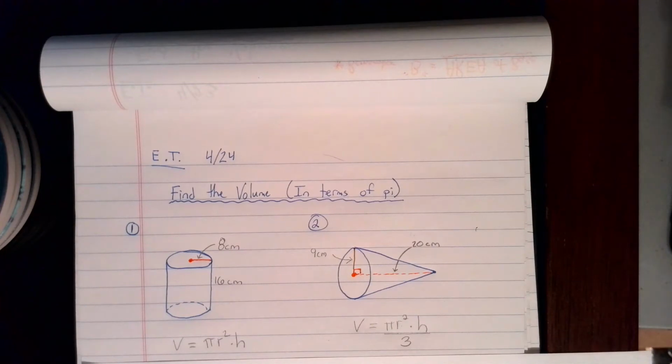So go ahead and pause the video and try to get both of those volumes in terms of pi. So you can leave pi in there.